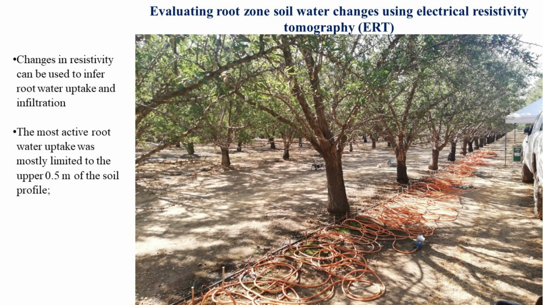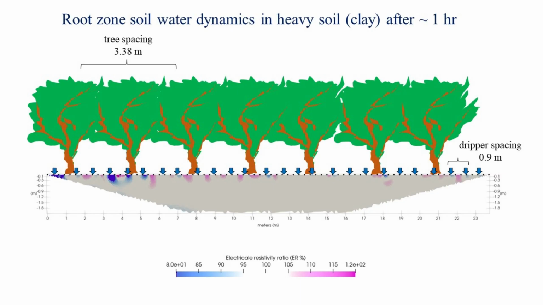So what we went in to do, we went in and used this technique, which has been used in the oil and gas industry for many years, called electrical resistivity tomography, that allows us to look at the subsurface. You inject electricity in the soil. If the resistance is high, the soil is dry. If the resistance is low, the soil is wet.